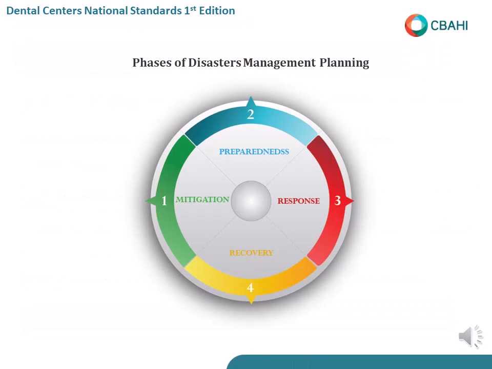This slide shows the 4 stages of disaster management planning. The first stage is mitigation. You need to mitigate the risks. The second one is preparedness. The third one is response, and the fourth one is recovery and going back to business as usual. So these are the 4 stages of disaster management planning.